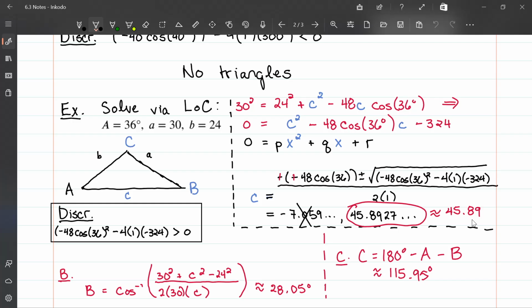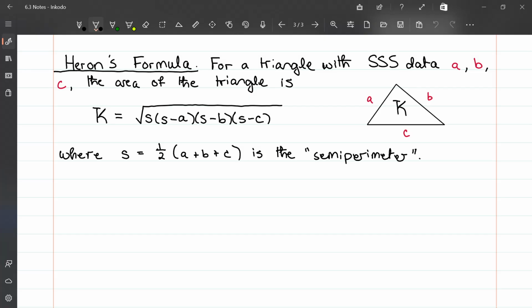There is one more topic we should cover in this video, and that is something called Heron's formula for SSS triangle data. So if I'm given a triangle, and I'm given the lengths of the 3 sides as little a, little b, and little c, then I can find the area. It's denoted by K, once again, for some reason, and it is the square root of s times s minus a times s minus b times s minus c, and in this case, s represents something called the semi-perimeter. It's what happens when you add all the side lengths together and divide by 2.